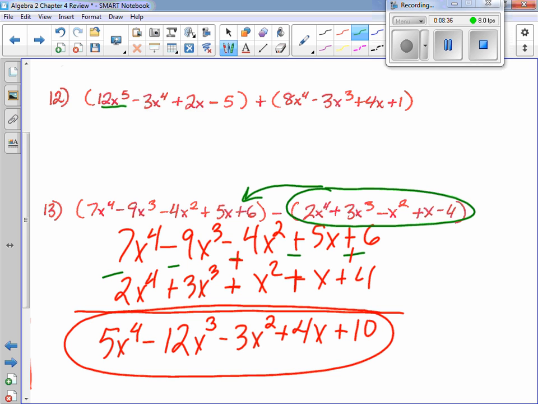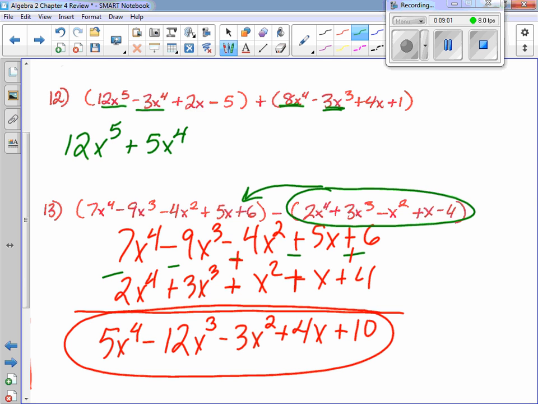So we're adding them together, yes? So I don't have to worry about signs, so we can just go on and add like terms. Is there any x to the 5th or anywhere else? Okay, so I have 12x to the 5th. Negative 3x to the 4th and 8x to the 4th, we can combine those. Negative 3x to the 4th plus 8x to the 4th would be plus 5x to the 4th.